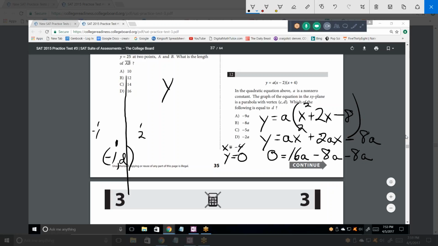And it might be as easy as figuring that out. In other words, I know that that's the vertex. No, that's the x-coordinate of the vertex. So that doesn't work either.